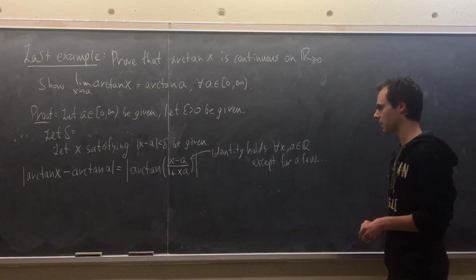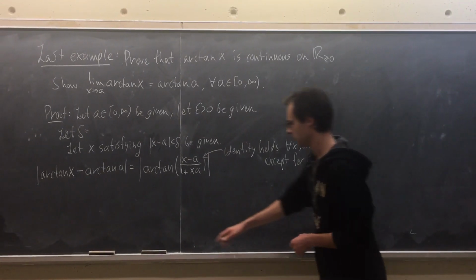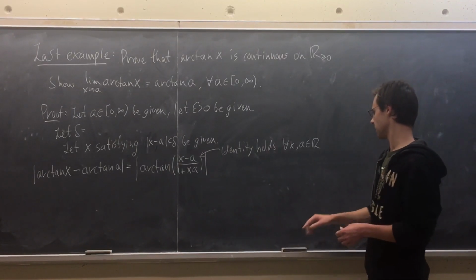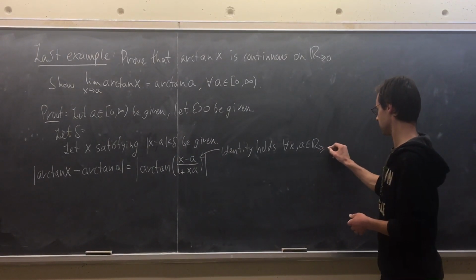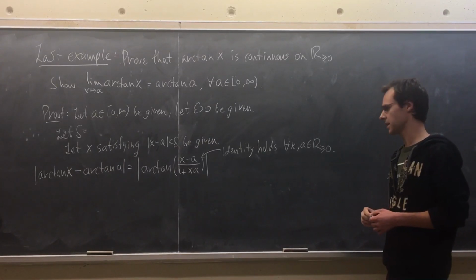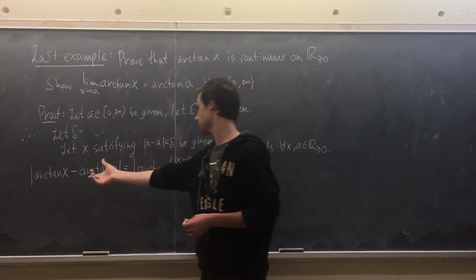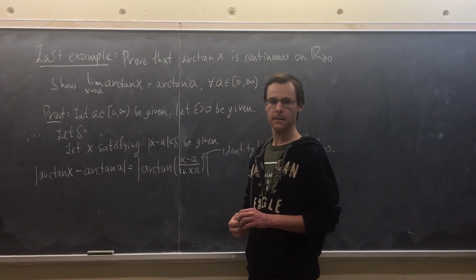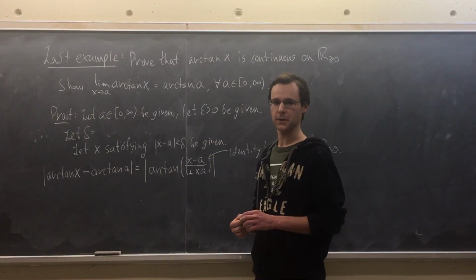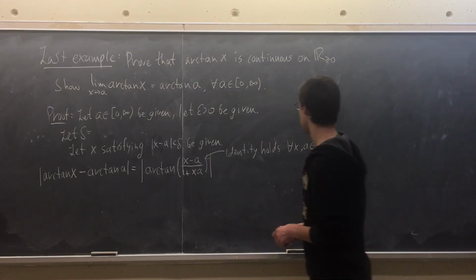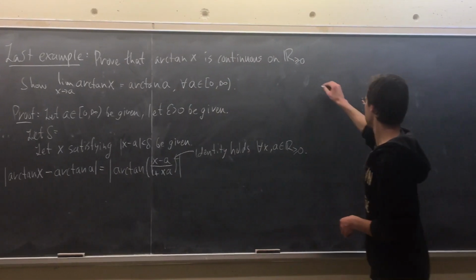Okay? But for our purposes, it does hold for all the x's and a's that we care about, because we only care about positive x's and a's. Okay? So this identity does hold for all such x's and a's. And we can replace this with this. Now we're ready to forget about the arctan. Why? Because we have another inequality.